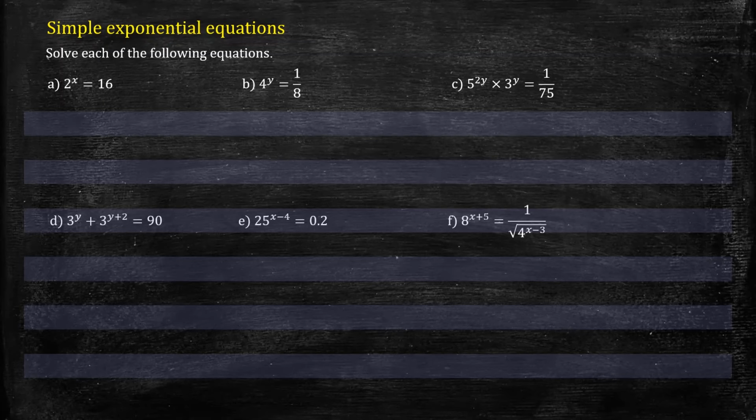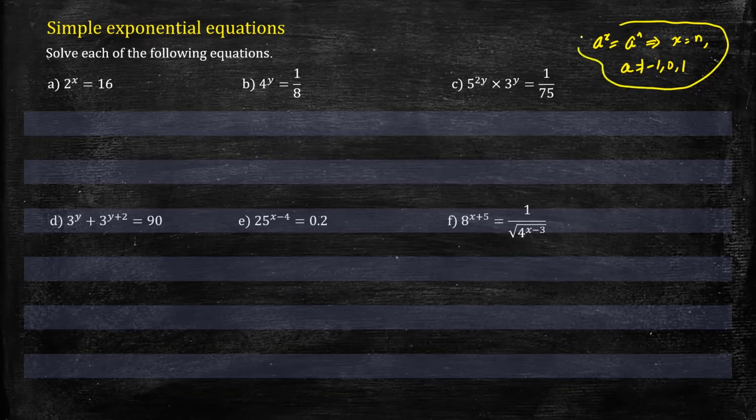In this lesson, we'll learn how to solve some simple exponential equations. Before we start, there's one property we should be aware of. I'll write it here: if a^x equals a^n, this implies that x equals n, as long as a is not equal to -1, 0, or 1. So keep this in your mind, and we'll use this idea when we're solving these problems.